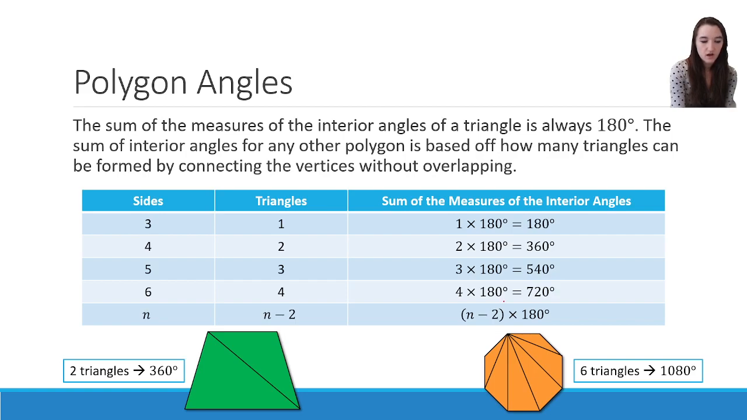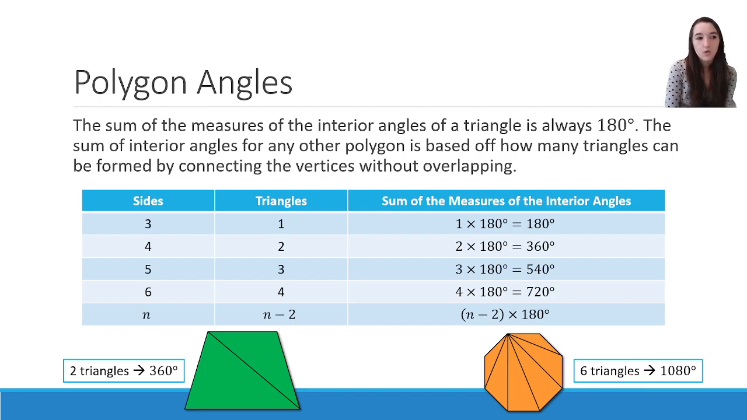Similarly, with the octagon over here, I pick a point, I start putting lines, and eventually I can't draw any more. There's no other connections I could make that wouldn't cross over segments I've already drawn. So you end up with 6 triangles.